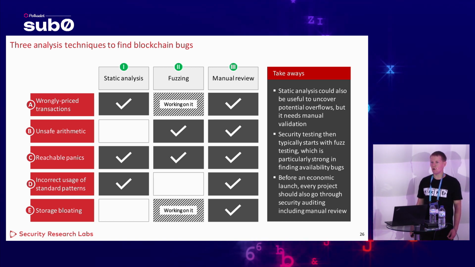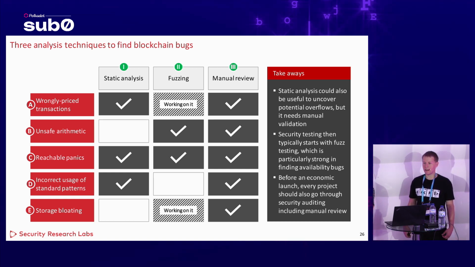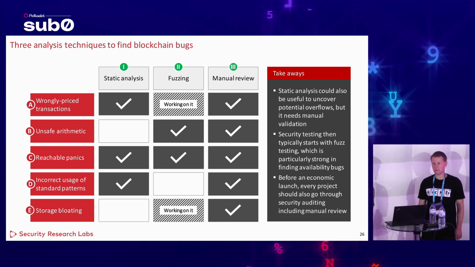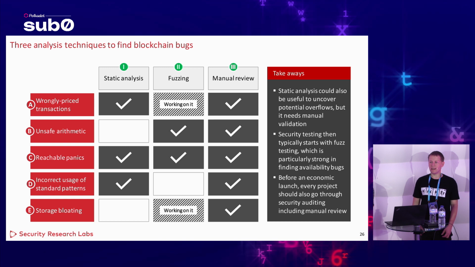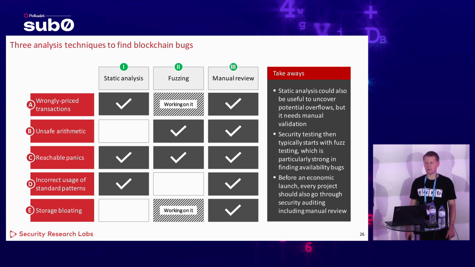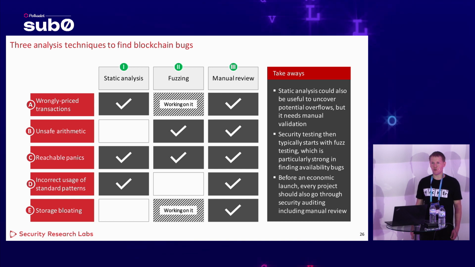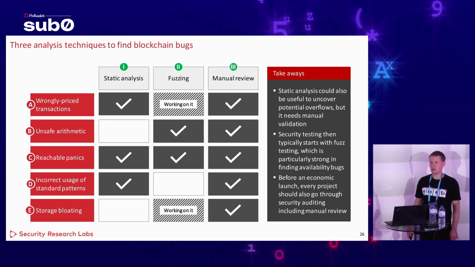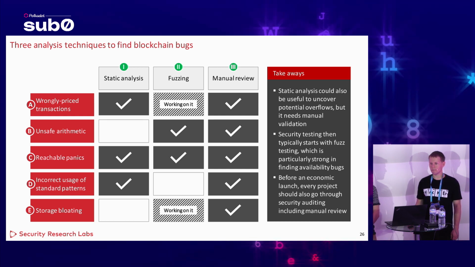And when we have manual code review, it's taking a lot more time than static analysis and fuzzing, but it can find basically everything, and especially for logic errors in custom business logic, it's often the only way to find these bugs. So it is still important, and so as a takeaway, the static code analysis and the fuzzing is something which should be tightly integrated in the development process and start early on. But before doing an actual economic launch with real money behind it, there should also be a full audit, including manual code review, especially with custom pallets, custom business logic, and so on.